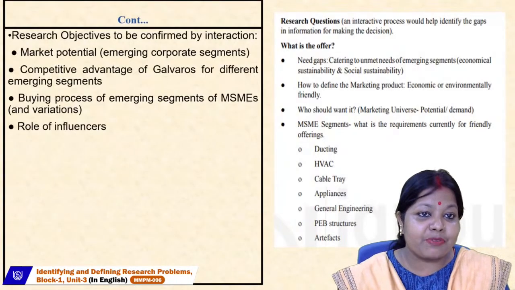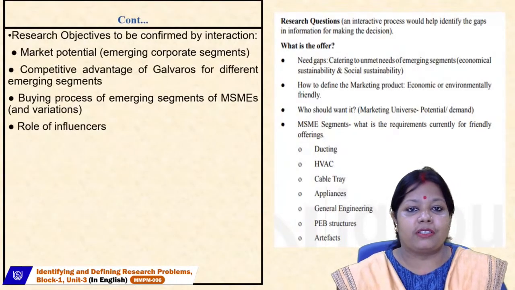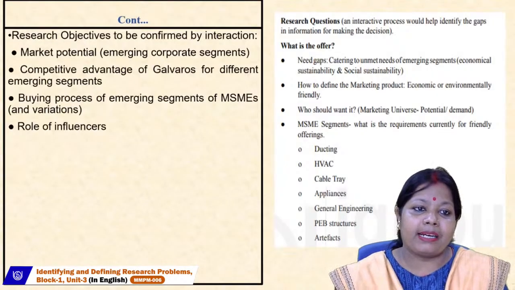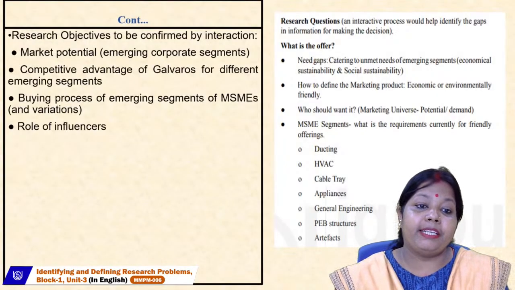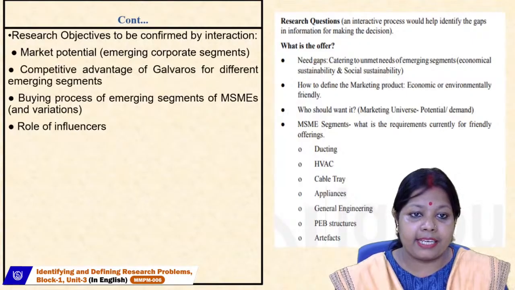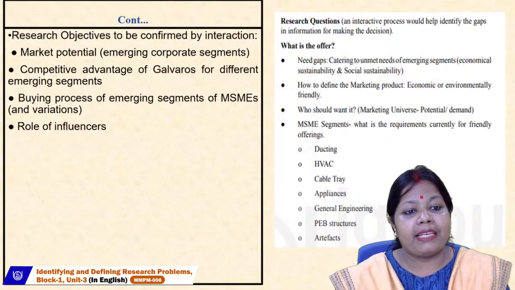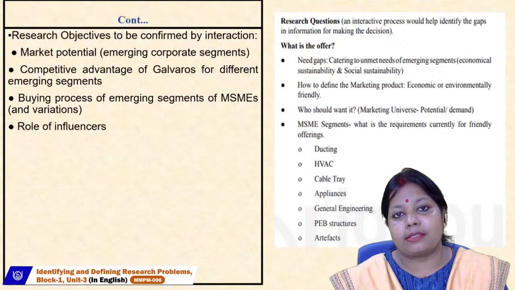So the research objectives are to be confirmed by interaction. As per the interaction method, they are: the market potential and competitive advantage of this product for different emerging segments, then the buying process of emerging segments of MSMEs and the role of influencers.